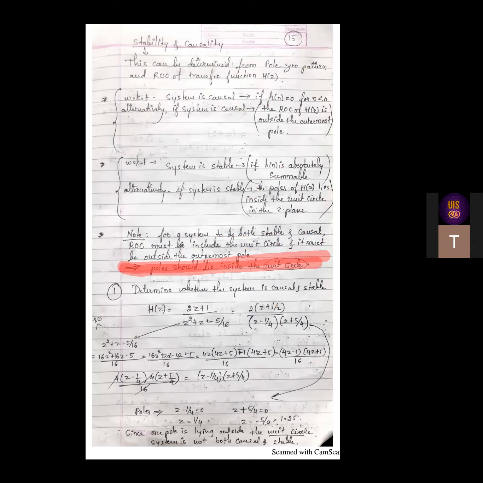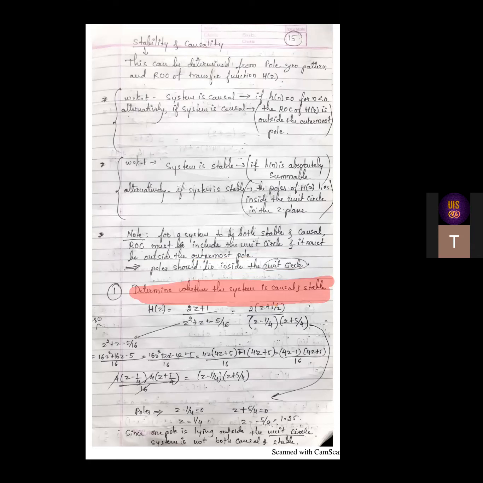Now, these are just the statements and the conditions. Practically, let us see, while solving problems, how we will deal with these conditions. So let us take the first problem. Determine whether the system is causal and stable. See, this is the third condition.